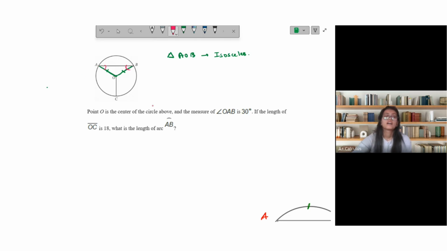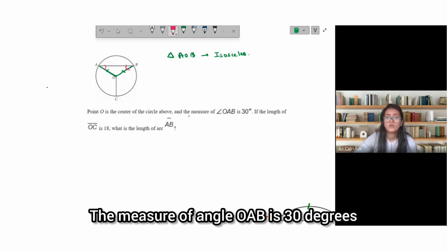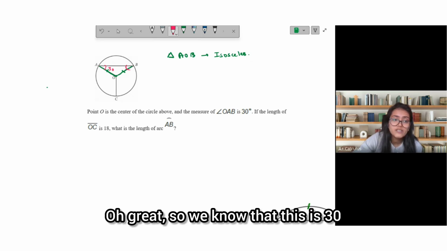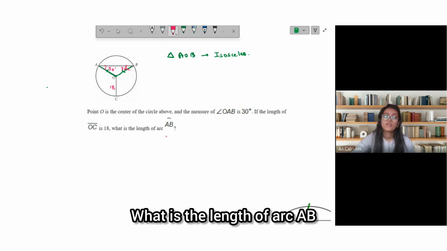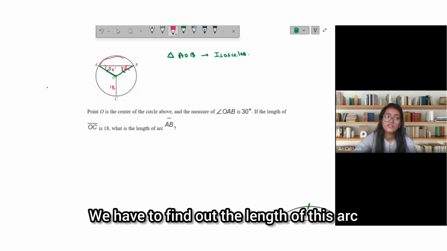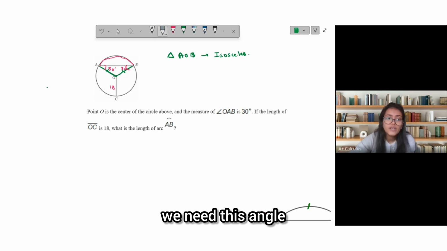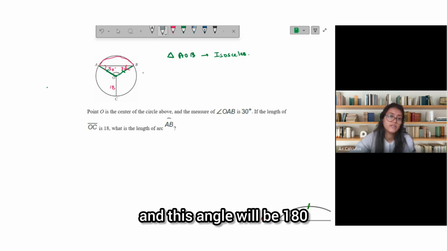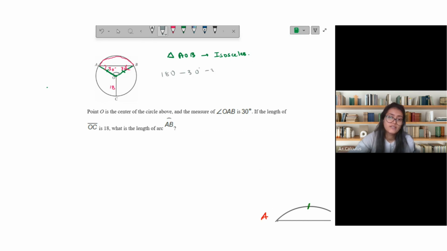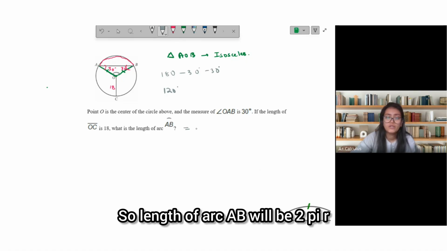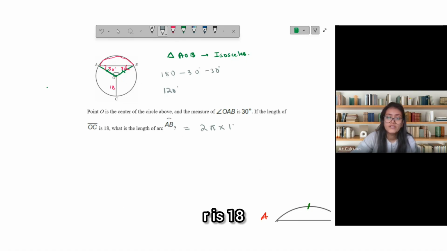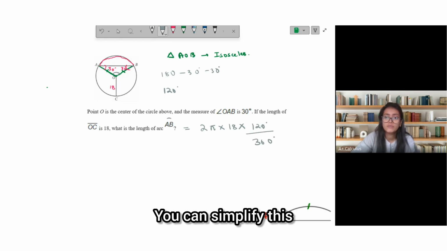So it says point O is the center of the circle. The measure of angle OAB is 30 degrees. Great, so we know that this is 30, so obviously this will also be 30. If the length of OC is 18, now OC is also another radius. What is the length of arc AB? We have to find out the length of this arc. To have the length of this arc, we need this angle, and this angle will be 180 minus 30 minus 30. So 180 minus 60, this will be 120. So the length of arc AB will be 2 pi r, r is 18, times the central angle, which is 120 over 360. You can simplify this and you get the answer.